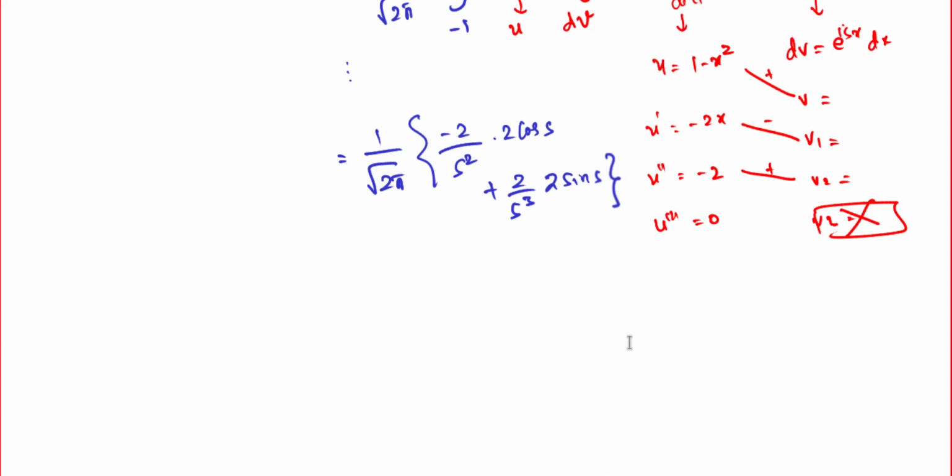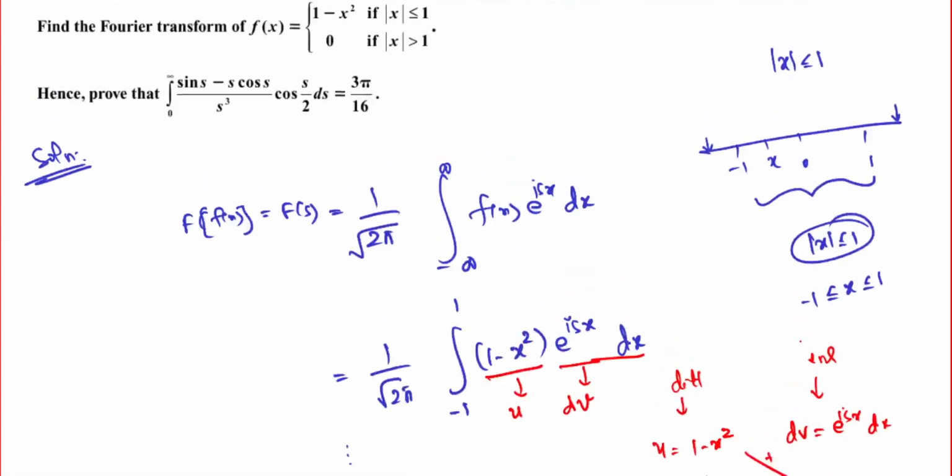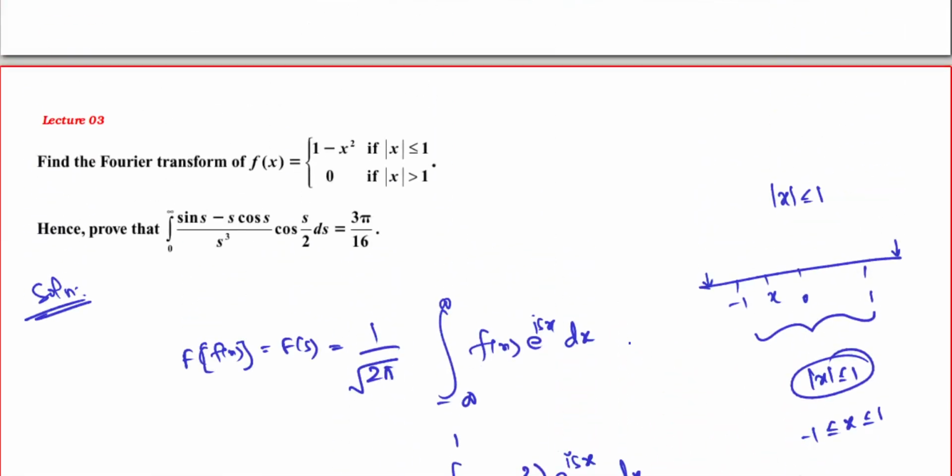Now, of course this works fine if we only had to find the Fourier transformation of the function, but it has also been asked to find the integral of (sin s minus s cos s) divided by s cube.